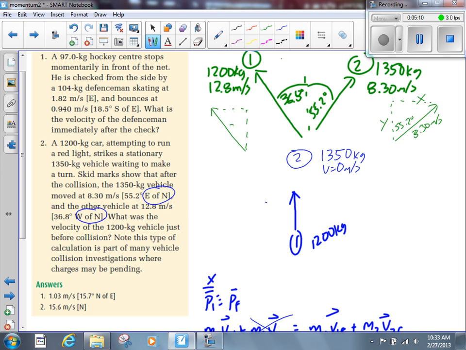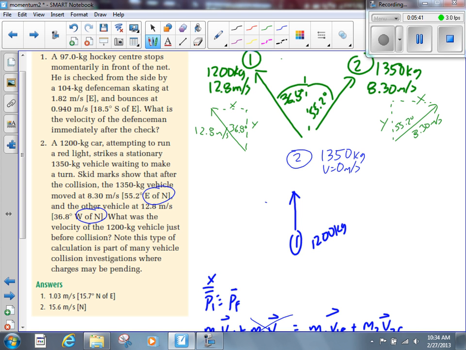This is 36.8 degrees. This is x, this is y, and this is 12.8 meters per second. Which side of the triangle is the x component? Is it opposite, adjacent, or hypotenuse? Shane? Focus, okay. Which side of the triangle is the x component, opposite, adjacent, or hypotenuse? It's the opposite side. So which trig function involves opposite side and the hypotenuse, the value that I already have? Which one is it, Jordan?